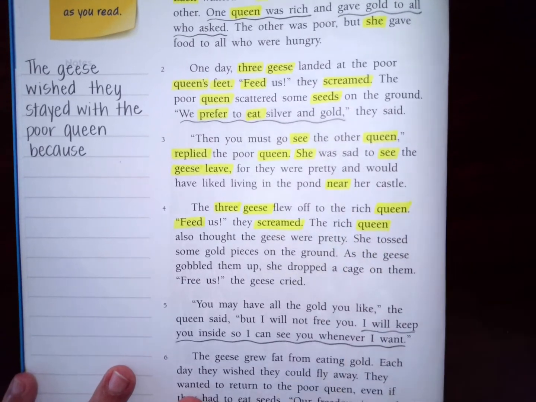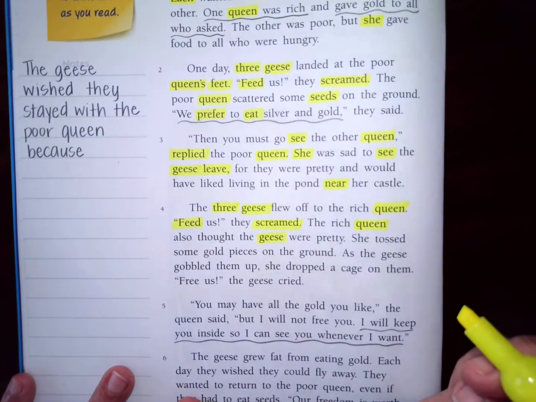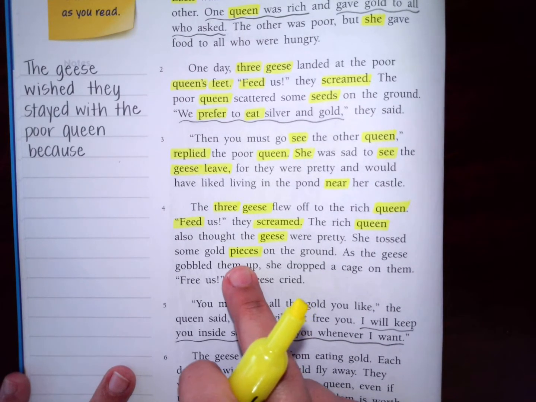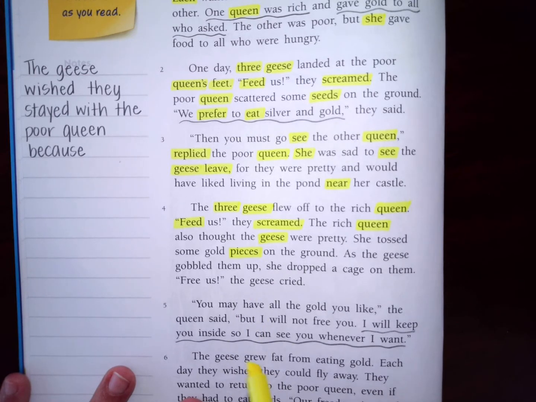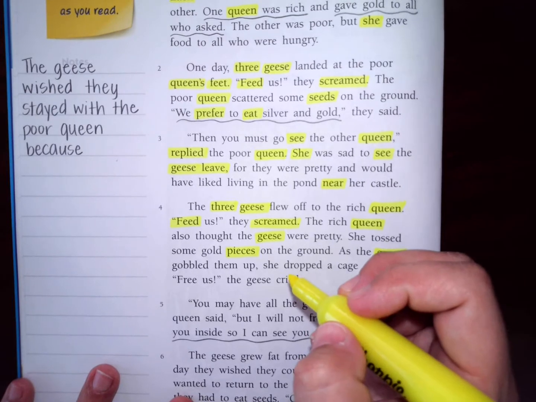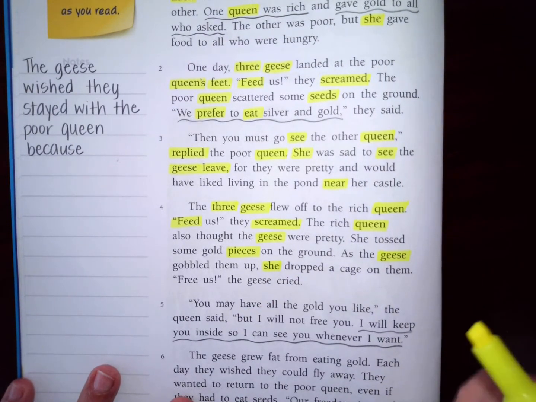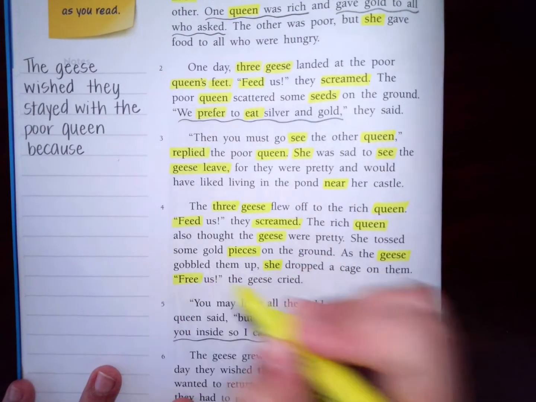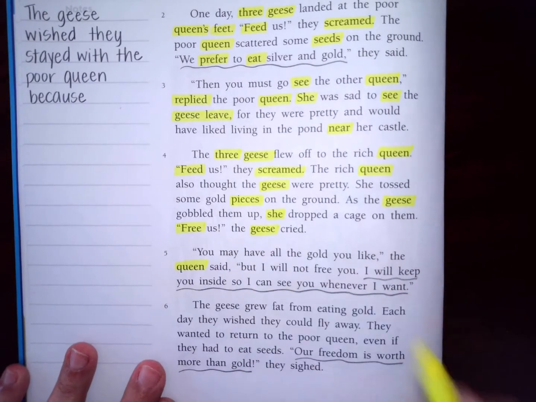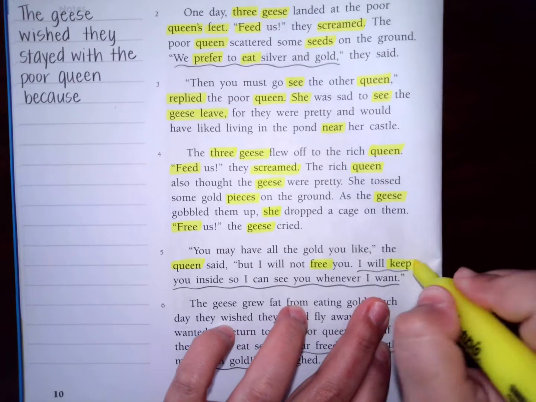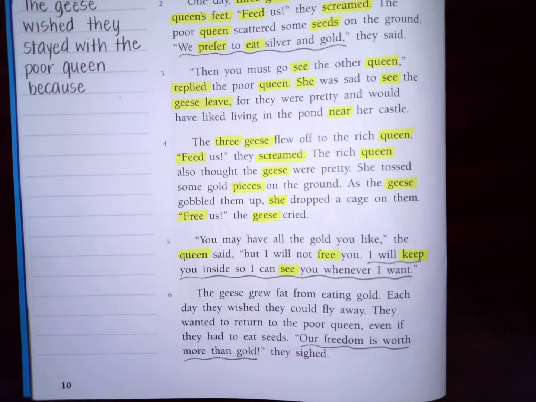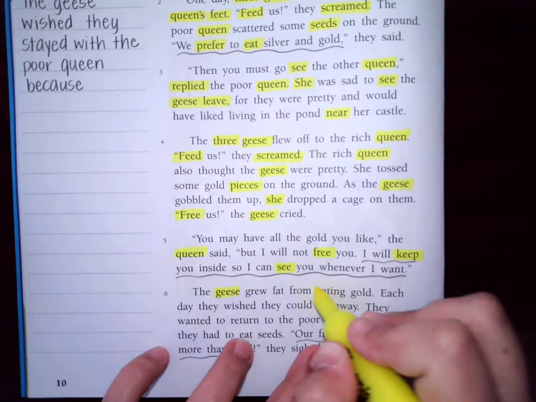The rich queen also thought the geese were pretty. She tossed them some gold pieces on the ground. Pieces is one of those words that has the IE, like believe, where it's not pronounced with an I. It actually has that E sound, pieces. As the geese gobbled them up, she dropped a cage on them. So here's another she. Then the geese say, "Free us!" the geese cried. "You may have all the gold you like," the queen said, "but I will not free you. I will keep you inside so I can see you whenever I want." The geese grew fat from eating gold. So here's geese and here's eating.